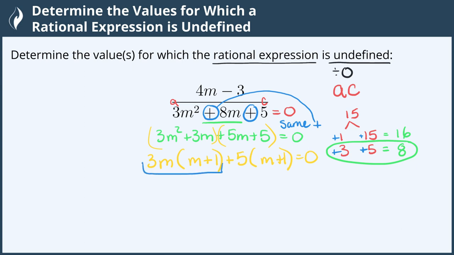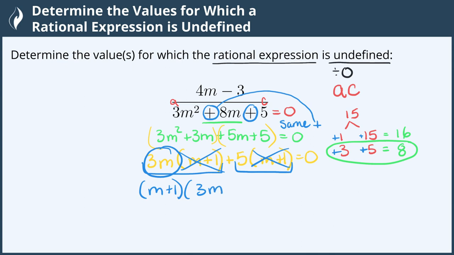Now we have two large terms here and here, and the greatest common factor is the binomial m plus 1. So we'll factor out m plus 1 from both terms. In the first one, we're left with 3m, so we have 3m in the next binomial, plus 5. Now we'll set these both equal to 0 because of the zero product property, and we have m plus 1 equals 0, and 3m plus 5 equals 0.